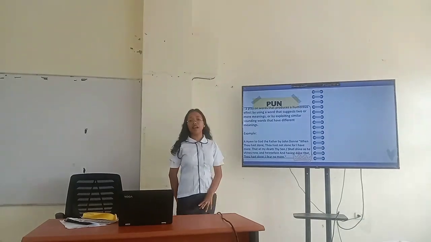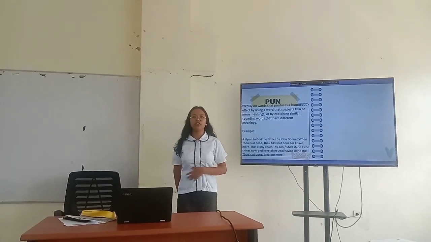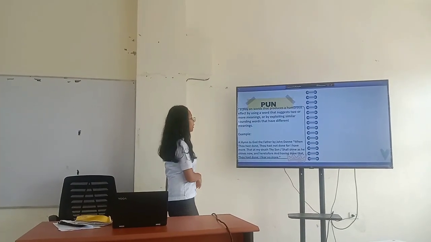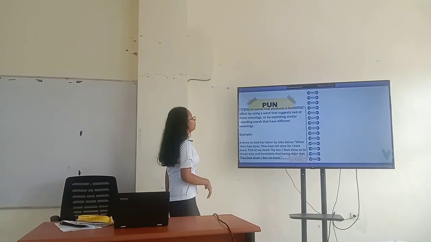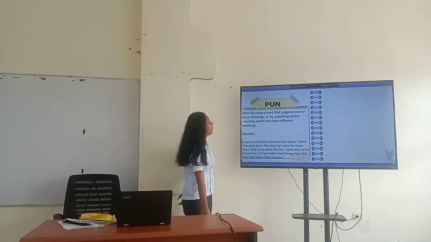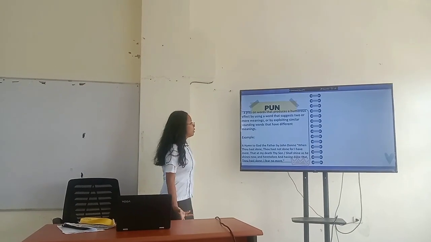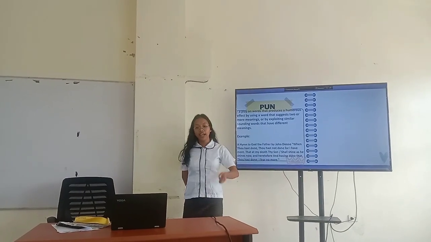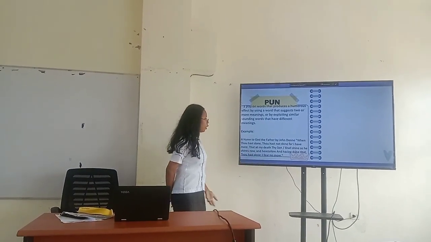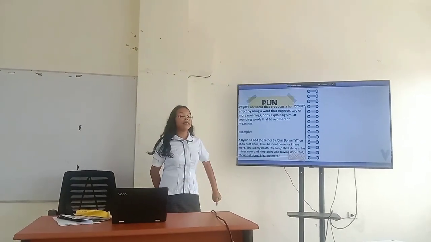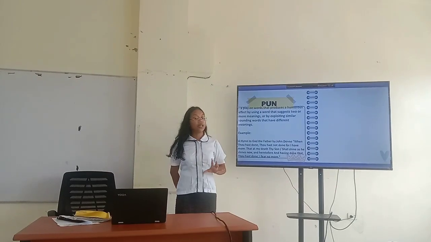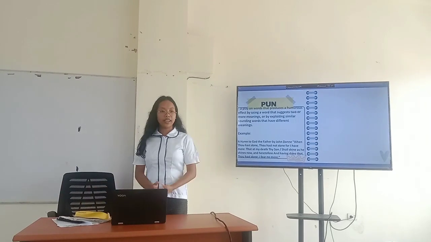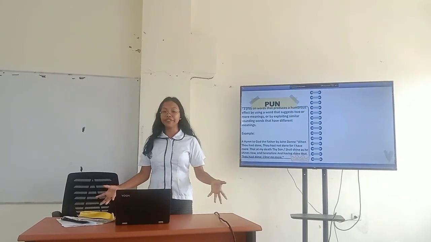So if you don't understand this example, you might think it is just a joke meant to make people laugh. But no, as it is stated in our definition of a pun, the effect is made by using a word that suggests two or more meanings, or by exploiting similar sounding words that have different meanings. And that's what this example is trying to tell us. It's using different words that may sound humorous to some of you, but it's actually trying to convey two different meanings to make sense. So did everyone understand what I have just discussed about the figures of speech?